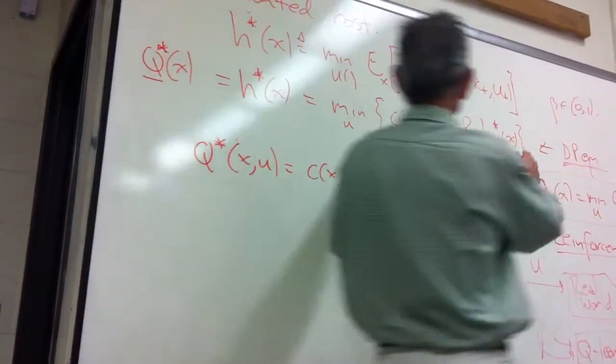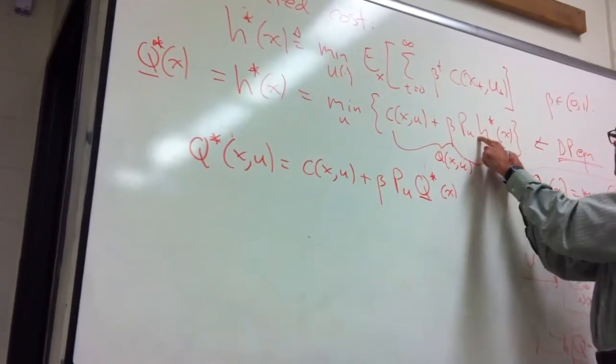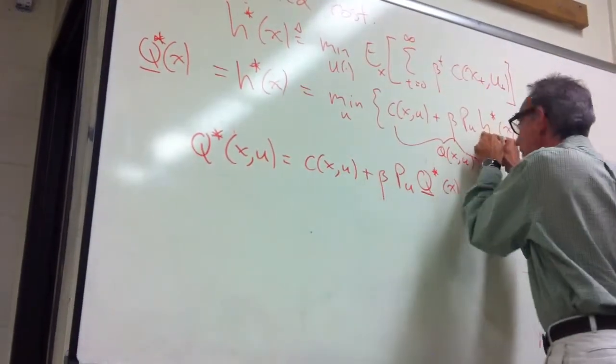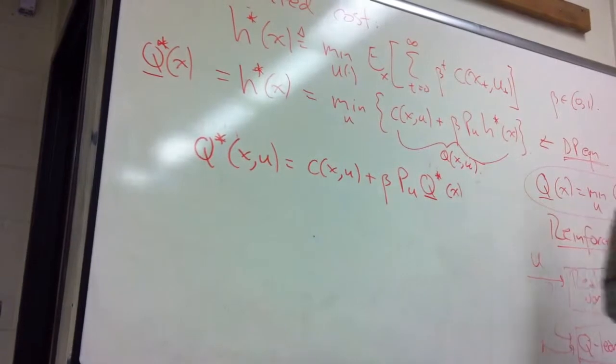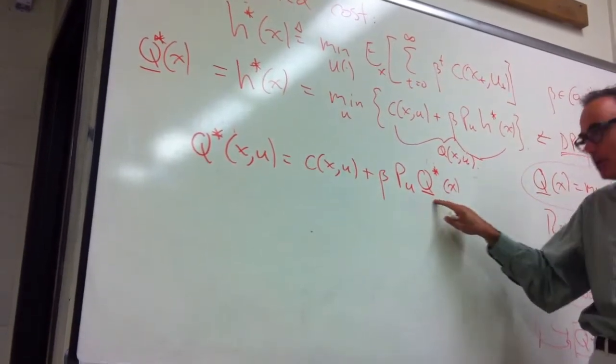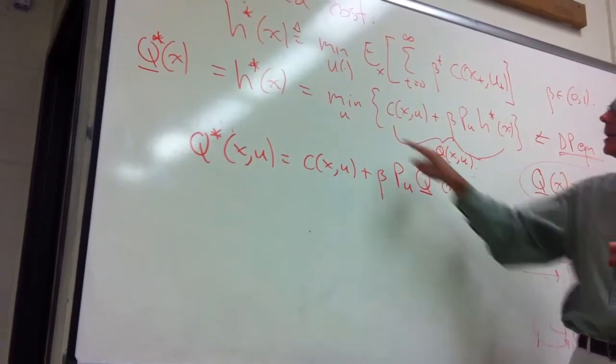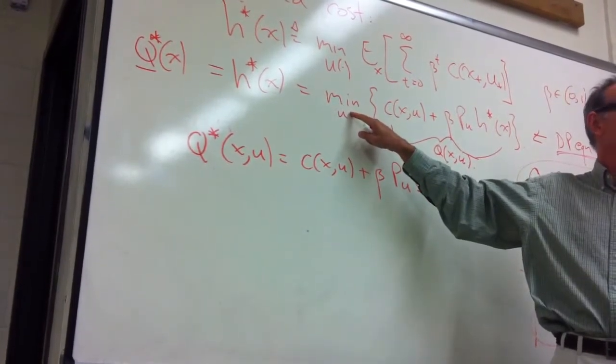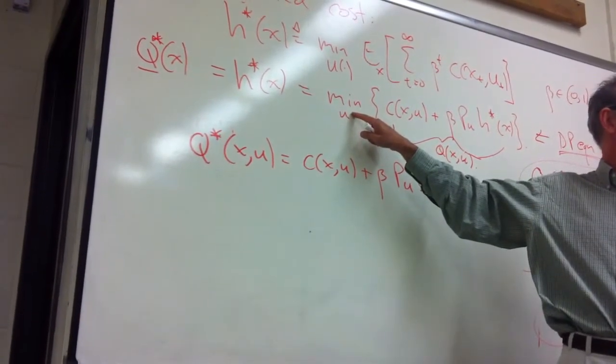All right. I've taken this equation. I said H star is nothing but Q lower bar, and I plugged it in to get this equation. That's fundamental. So putting that minimum in here instead of outside is the genius. It's the only way you get an algorithm.